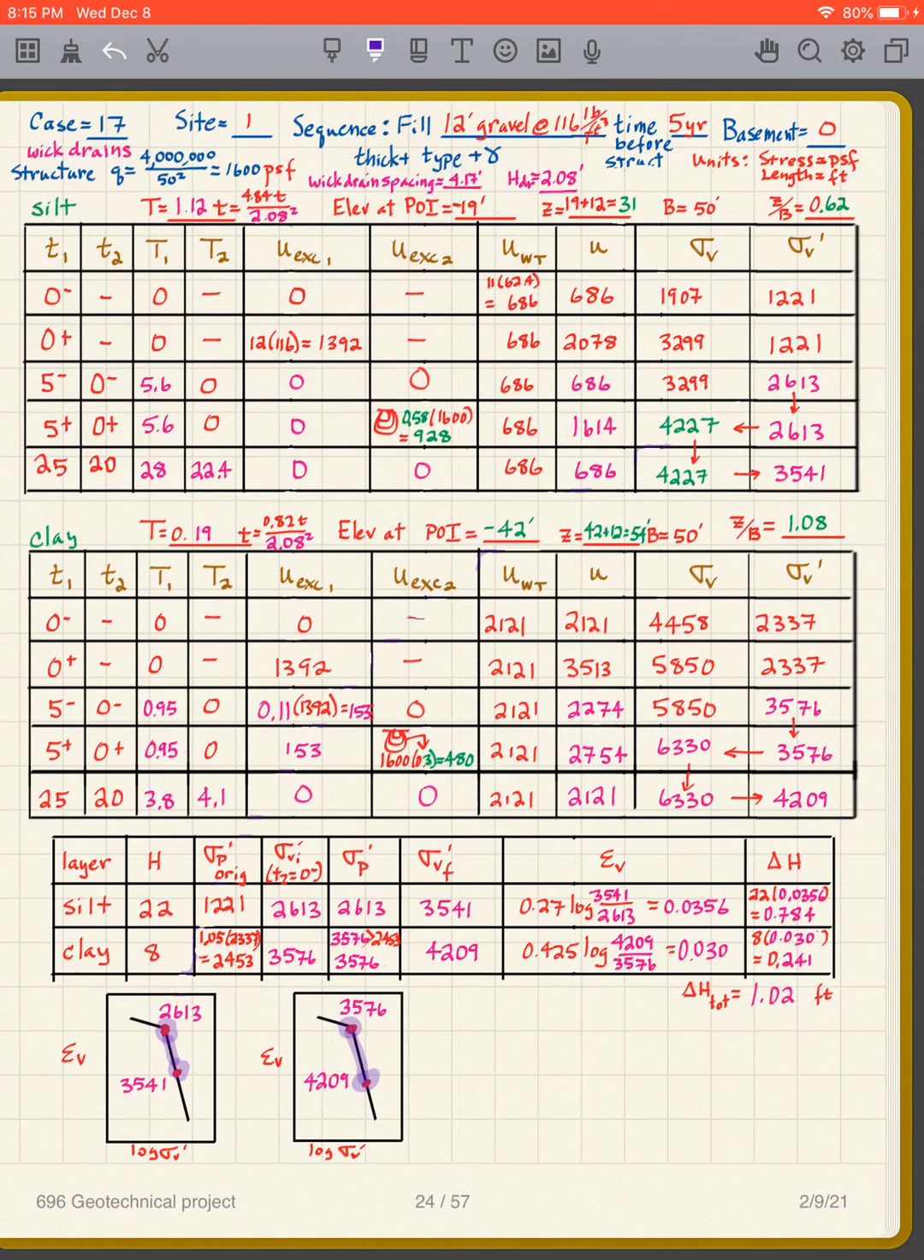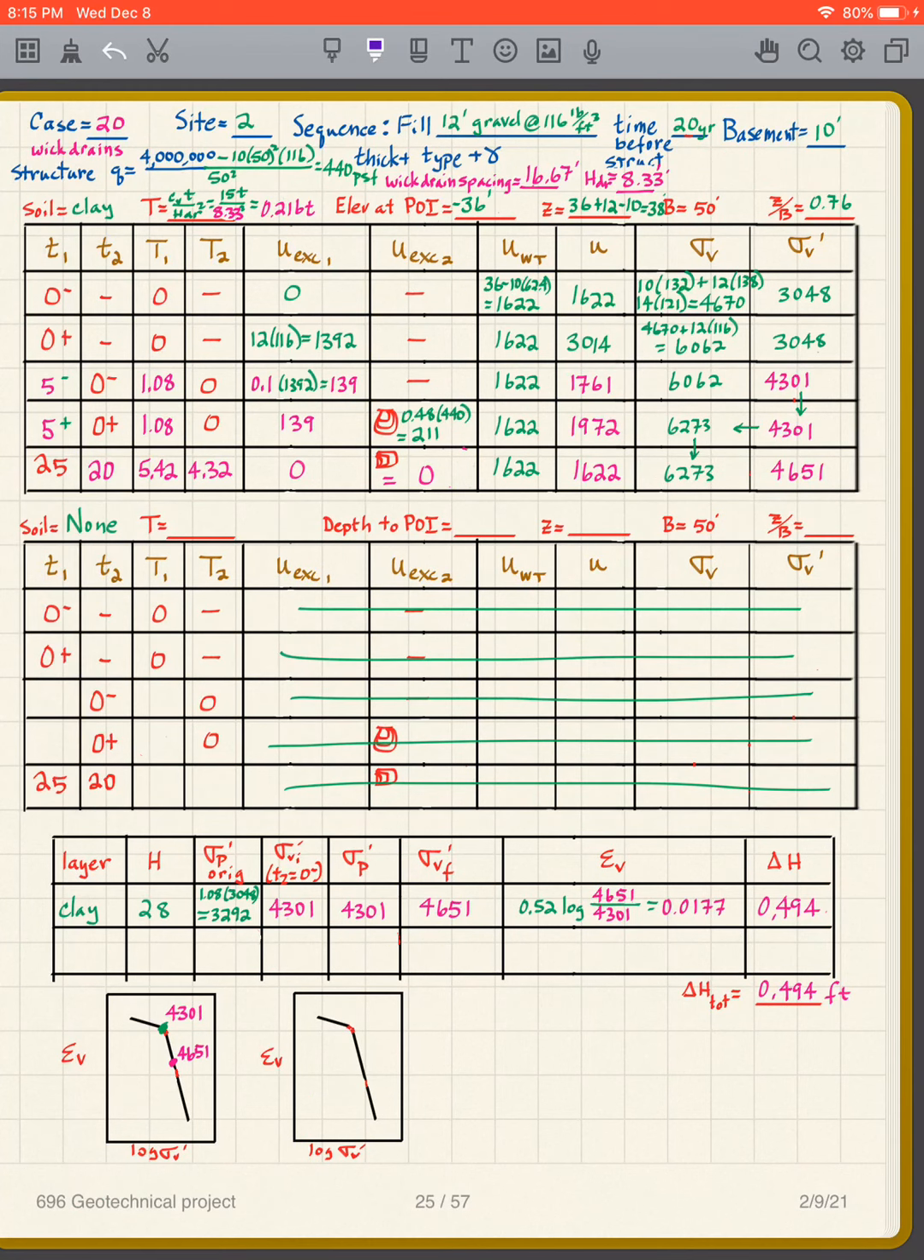We've already done this. Again, we're just doing the last portion of the curve, second portion of the curve. I get a delta H. I get a settlement of 1.02 feet, which does not pass. No matter, and this is what we've learned here. That particular one doesn't work. Case 20.